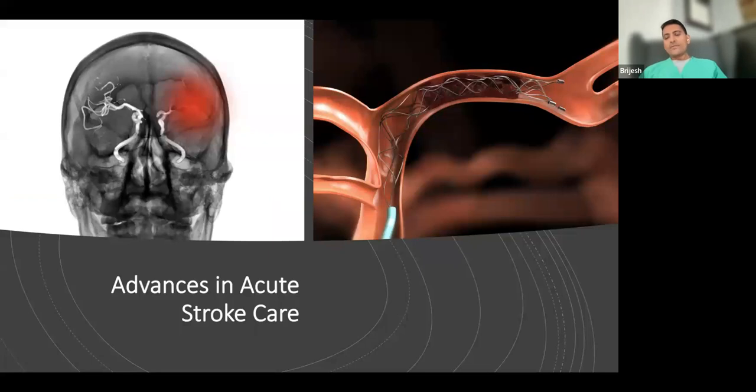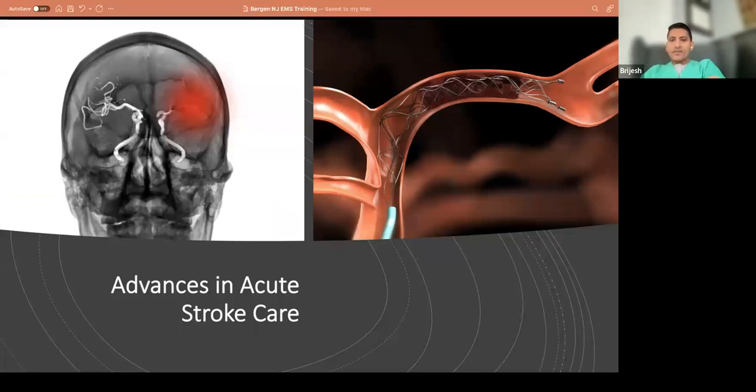And so we've made some significant advances over the past 10, 15 years in terms of how we can manage these patients. That's why we're discussing this with you all for pre-hospital stroke care, because prior to, let's say, 15, 20 years ago, there wasn't much we could do for the most severe strokes, the large vessel occlusions.